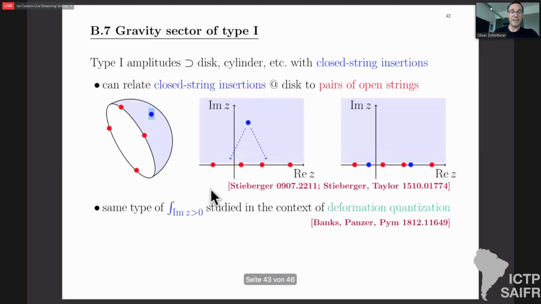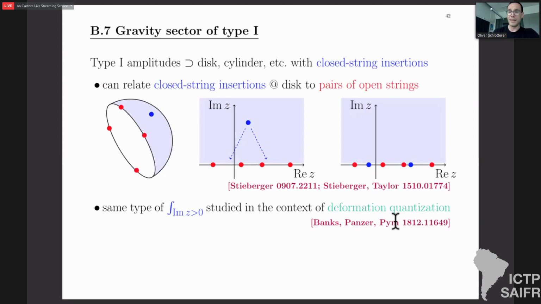And the same kind of integrals over the upper half plane, which is a nice parameterization of the interior of the disk, the same kind of math technology appears in deformation quantization, where there was a really beautiful paper by Banks, Panzer, and Pym, where they applied a variant of single-valued integration, and where you can see that it's similar math in perturbative string calculations and corrections to Kontsevich star products.